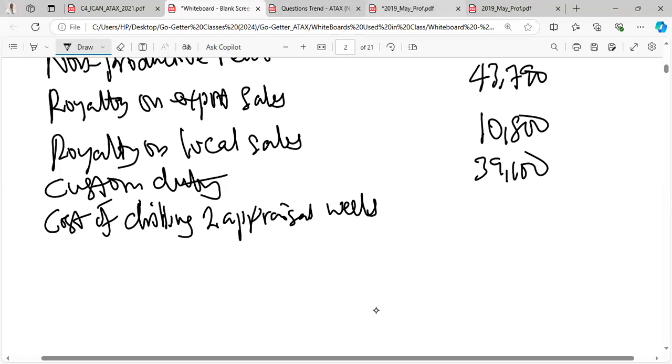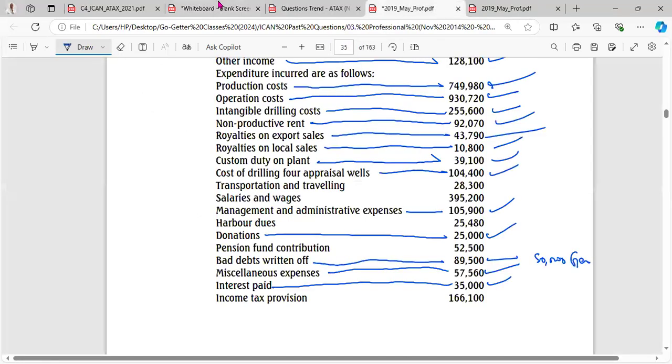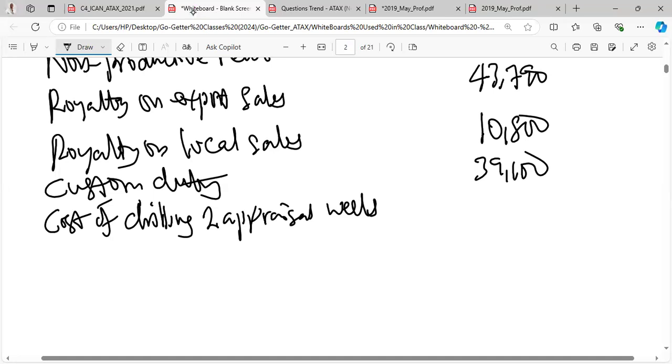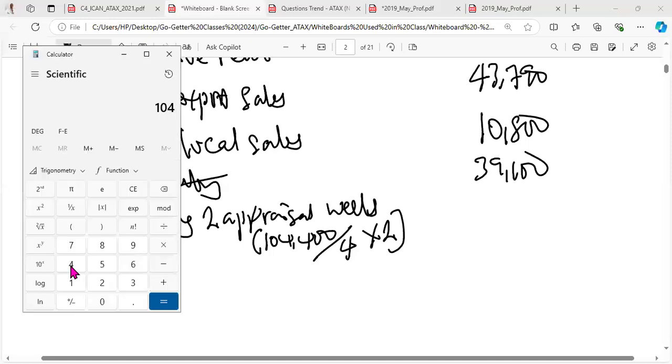So we have 104,400. So it's going to be 104,400 divided by 4 times 2. So it's just the cost of the first two appraisal wells. 104,400 divided by 4 multiplied by 2. That gives me 52,200.